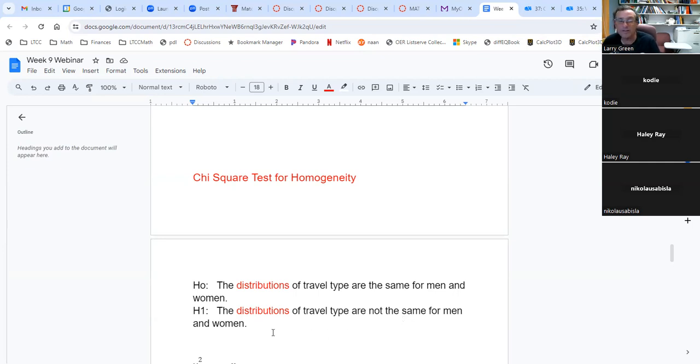So very similar to the goodness of fit test in terms of the H naught and H1. Turns out the math is very similar to the test for independence. Okay, I'm not trying to be evil and be confusing. I'm just telling you kind of how things are. Any questions on H naught and H1? What do you think the next step is?